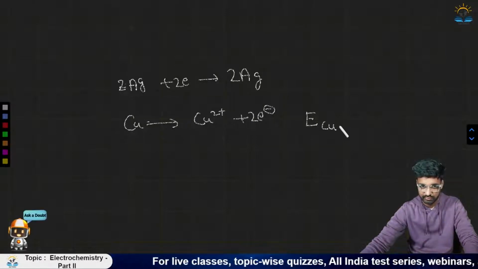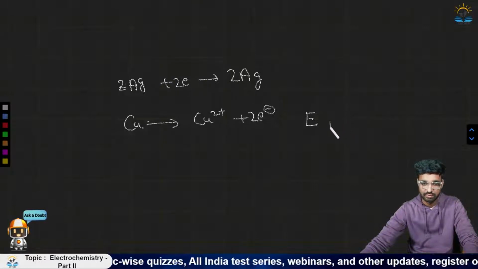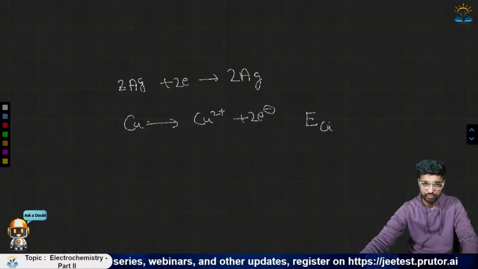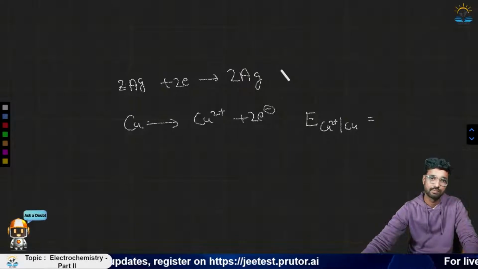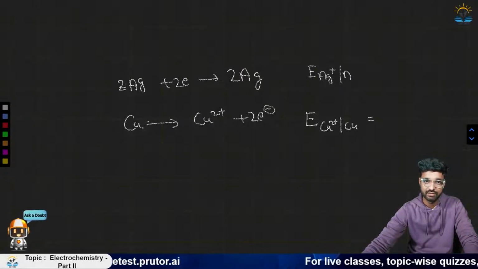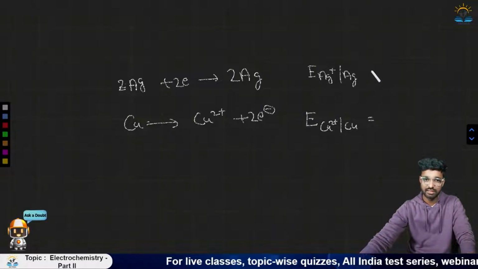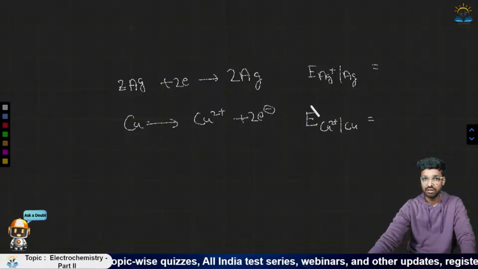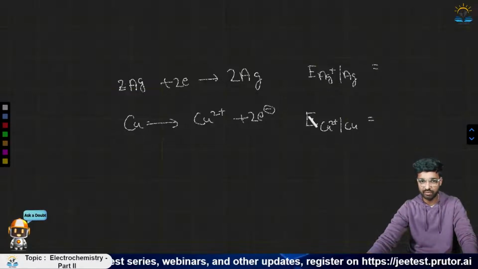So Cu2+ and Cu. Similarly, we have for Ag, that is Ag+ and Ag. So this is the reduction potential. So you can say it is the work done, that is in changing it from Ag+ to Ag. So in simple terms, we want to remember it.